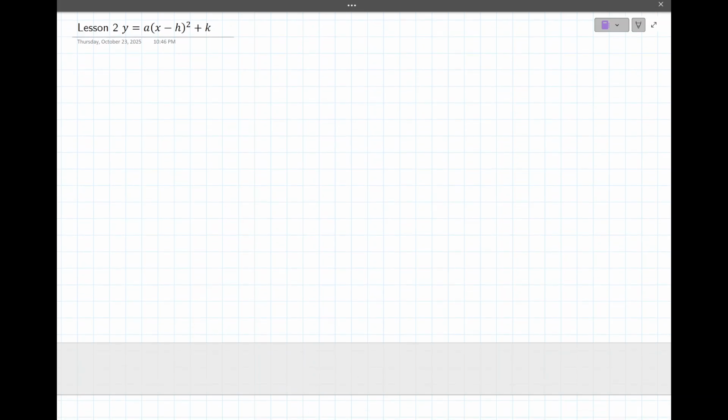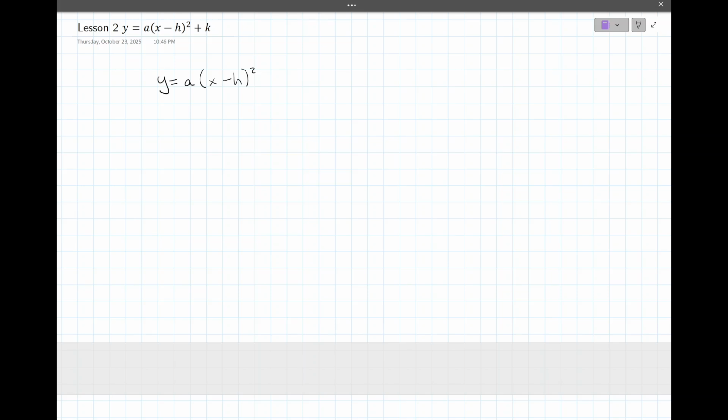We're going to look at another parabola here, and this time we're going to start with this form, y equals a(x minus h) squared, and we'll build to a(x minus h) squared plus k. But for now, we're going to keep our first problem nice and simple.